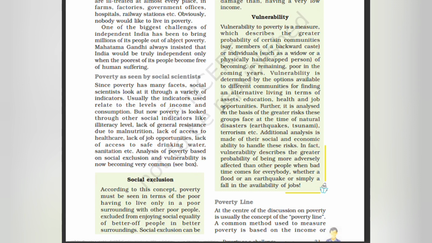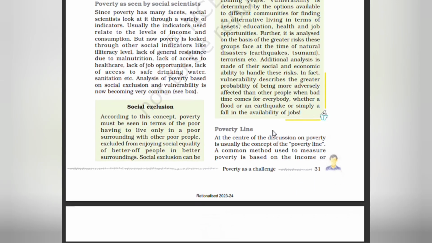Further, it is analyzed on the basis of the greater risk this group faces at the time of natural disasters, earthquakes, tsunami, terrorism, etc. Additional analysis is made of their social and economic ability to handle this risk. In fact, vulnerability describes the greater probability of being more adversely affected than other people when bad times come for everybody, whether a flood or an earthquake, or simply a fall in the availability of jobs.